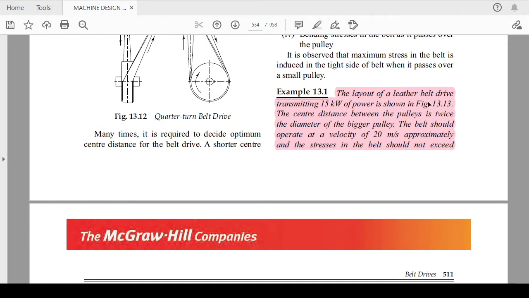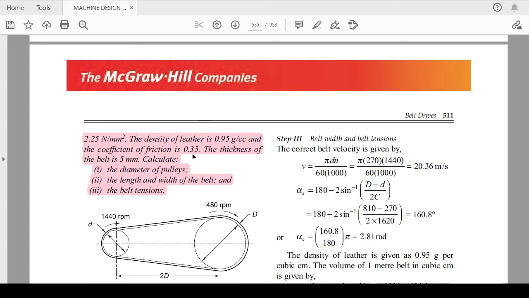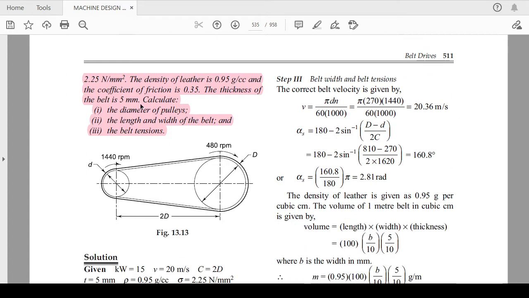The layout of a leather belt drive for the transmission of 15 kilowatt power is given. The center distance is twice the diameter of the bigger pulley. The belt should operate at a velocity of approximately 20 meter per second, and stress should not go beyond 2.25 Newton per mm. The density of the leather is given, the coefficient of friction is 0.35, and the thickness of the belt is given. You have to calculate the diameters.